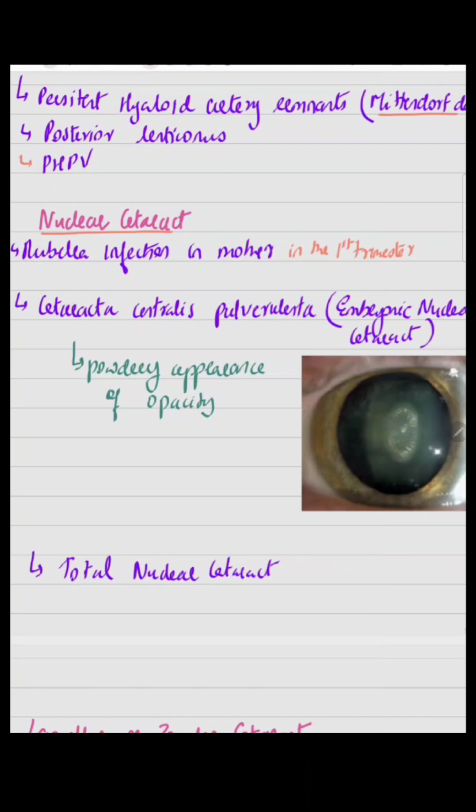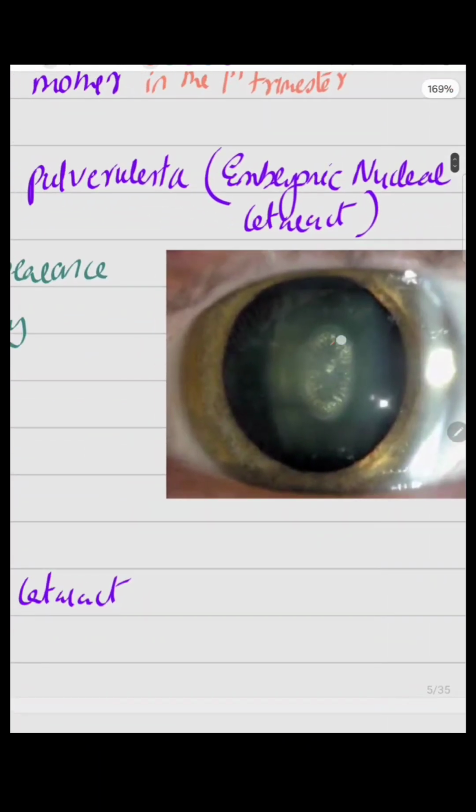Cataracta centralis pulverulenta, also known as embryonic nuclear cataract, is autosomal dominant, and there is a bilateral powdery appearance of opacity. This is embryonic nuclear cataract.